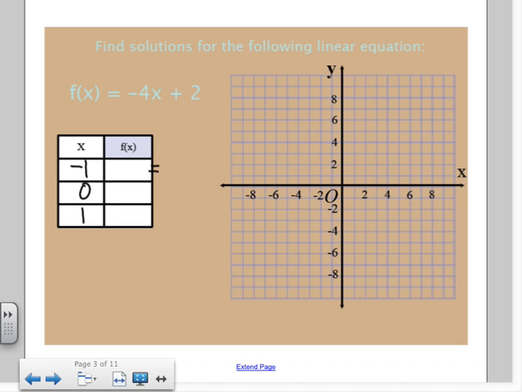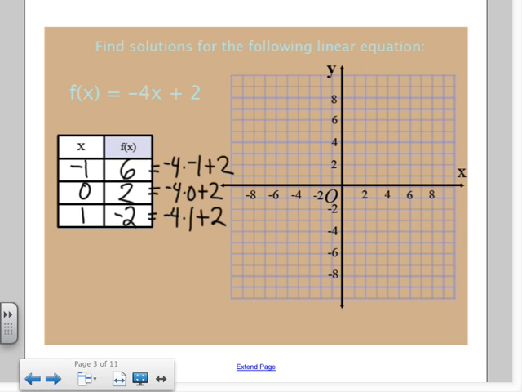Go a little crazy, we'll go -1, 0, and +1. All right, so negative 1 would be negative 4 times negative 1 plus 2. So that would be a positive 4 plus 2, which is 6. 0 is always the easiest because when you multiply, it makes the negative 4 coefficient go away. So it ends up just being 2. And then my last one, negative 4 times 1 plus 2. So negative 4 times 1 is negative 4 plus 2 is negative 2.